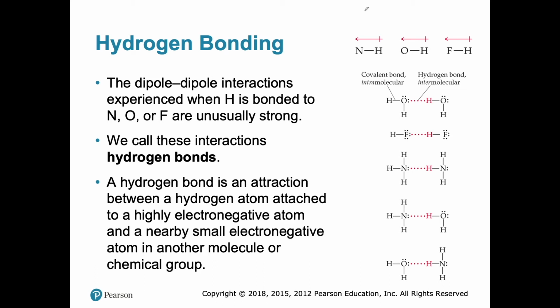Hydrogen bonding is an attraction between a hydrogen atom attached to a highly electronegative atom and nearby small electronegative atoms of a smaller chemical group, right?